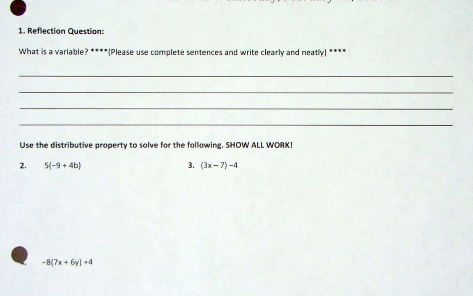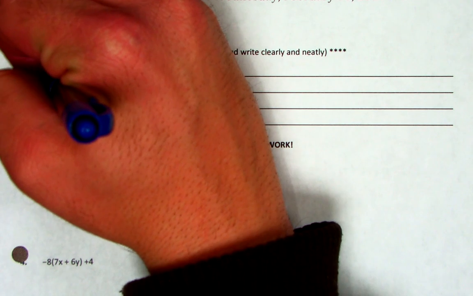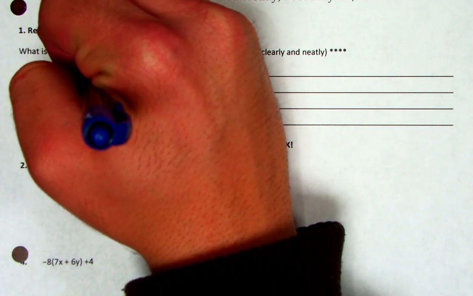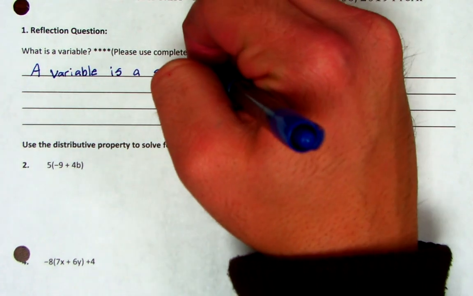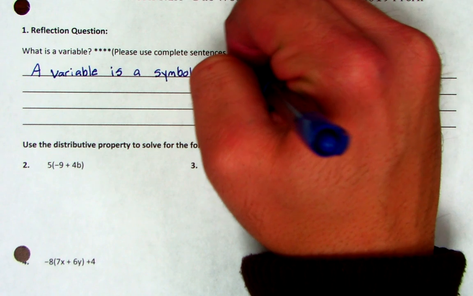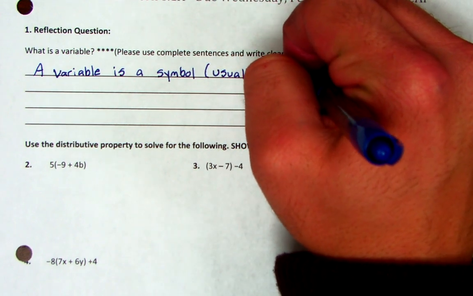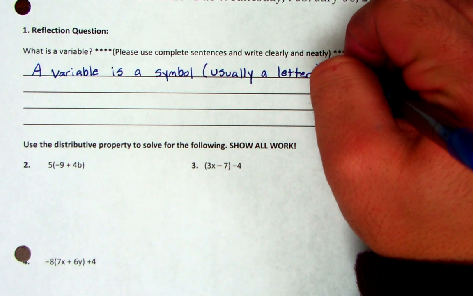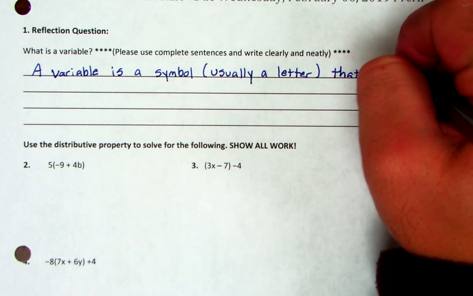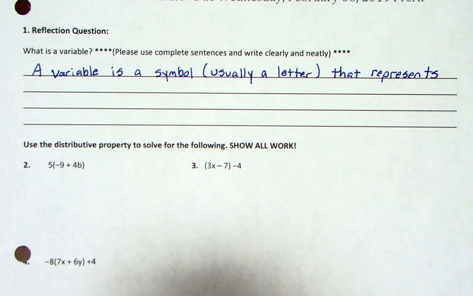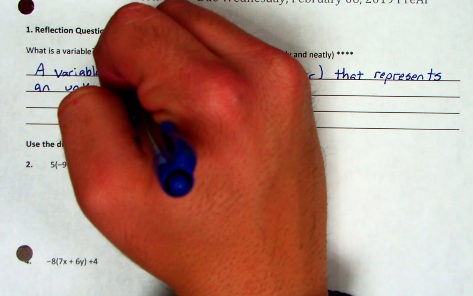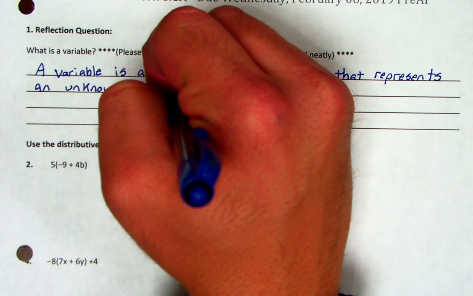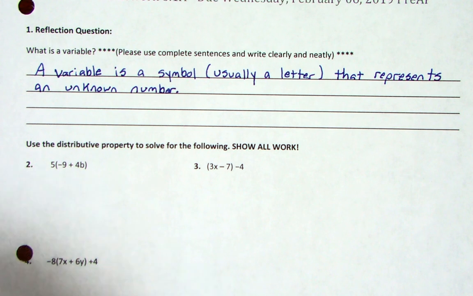Pre-AP, homework 8.1a. What is a variable? From your notes, a variable is a symbol, usually a letter, that represents an unknown number. Okay, 2, 3, and 4.